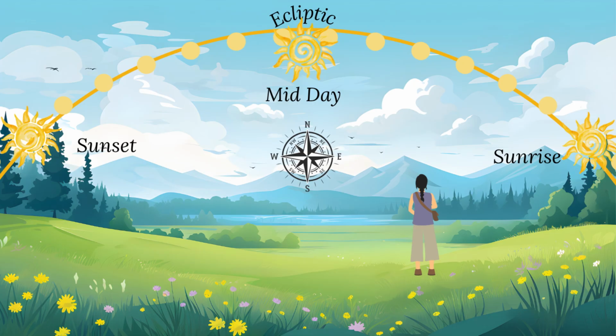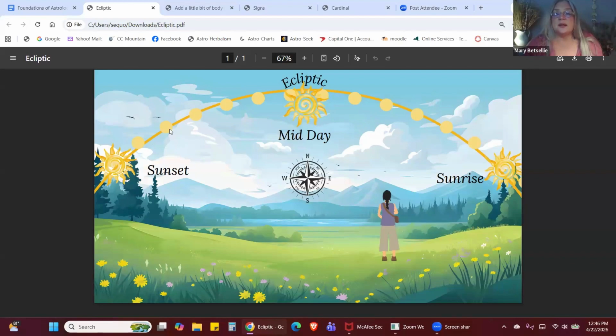And this is where it's divided into equal degrees. So in other words, when we are doing tropical Western astrology, we're using the ecliptic. We are not using the constellations.